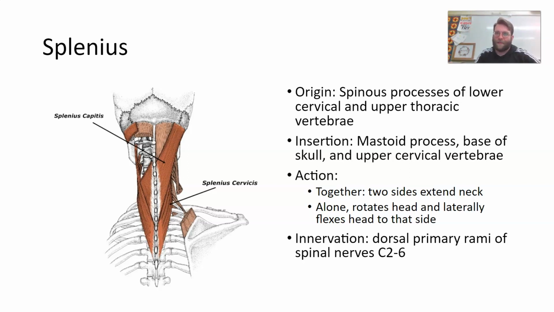With the splenius, or the splenius, both of those names are fine. It's going to originate on the spinous processes of the lower cervical vertebrae, so it's going to be running this entire length here. And it's going to insert on the mastoid process underneath the skull. So it's one of those that allows you to extend the neck sideways and back, and it allows you to rotate the head laterally. Like if you are looking down or looking to the side, it's what's actually moving as you move your neck around.